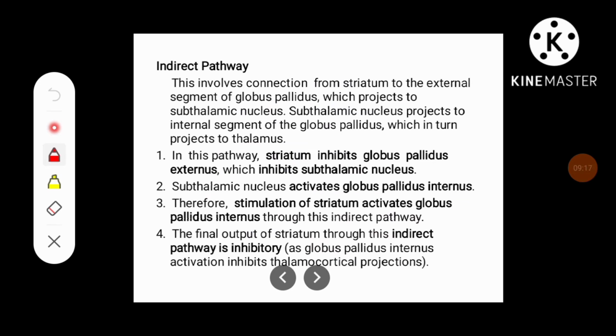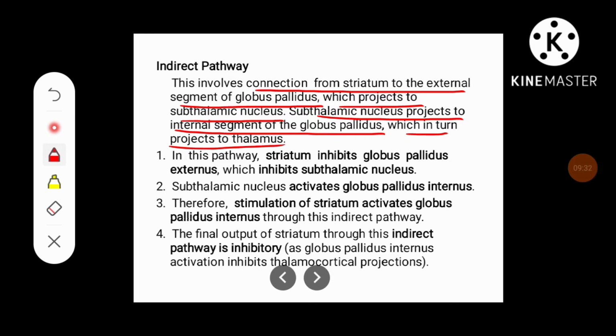The indirect pathway involves the connection from the striatum to the external segment of the globus pallidus, which projects to the subthalamic nucleus. The subthalamic nucleus projects to the internal segment of the globus pallidus, which in turn projects to the thalamus. In this pathway, the striatum inhibits the globus pallidus externus, which inhibits the subthalamic nucleus, and the subthalamic nucleus activates the globus pallidus internus. Therefore, stimulation of the striatum activates the globus pallidus internus through this indirect pathway.